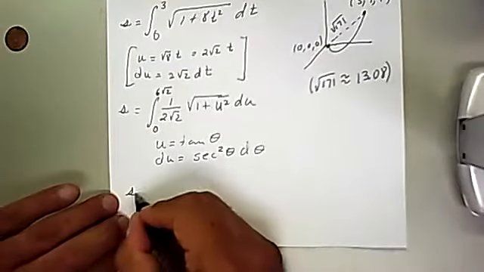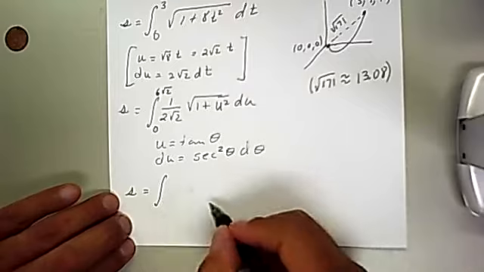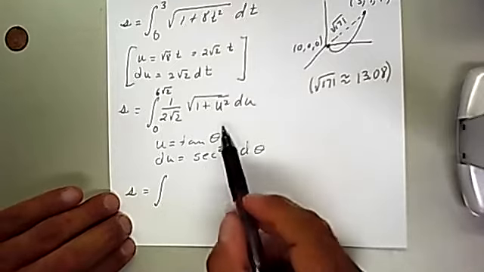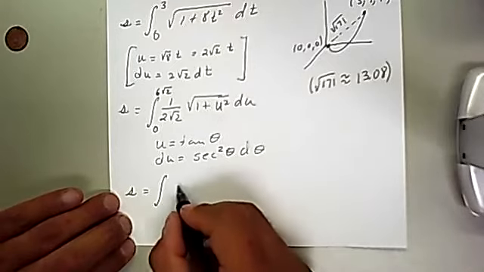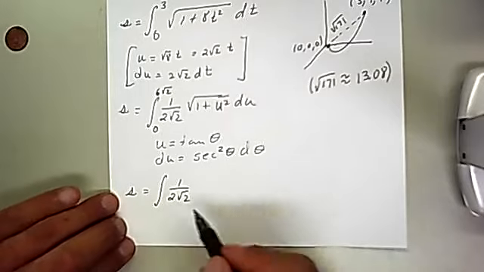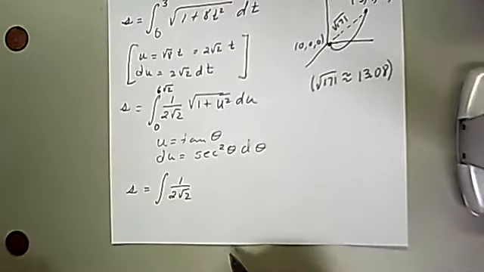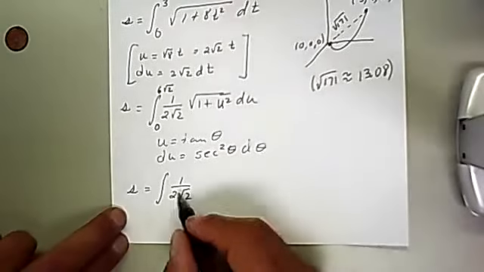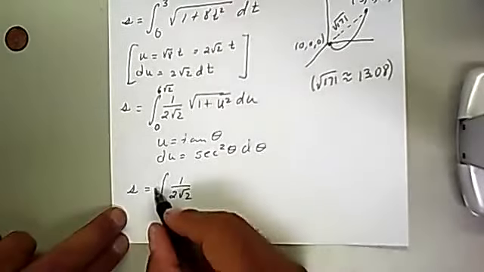So S will be the definite integral. We're going to put the limits in a moment. Of 1 over 2 square root of 2. I keep forgetting to move this outside. It is a constant, so there's no need to keep it there. We can just put it outside of the integral.